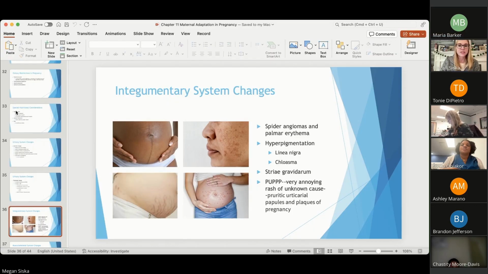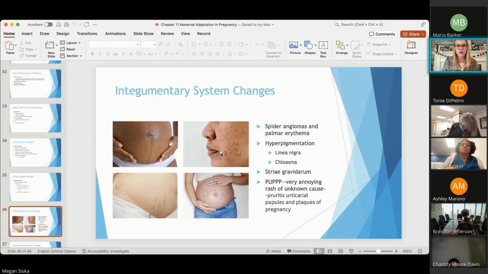Okay, so the skin, we have lots of skin changes in pregnancy. I talked a little bit about those spider veins or a red rash on your palms. We can also have issues with hyperpigmentation. So things like this linea nigra, which is that dark line from the belly button down to the pubic area. Not everyone gets that. Normally it's those with darker skin that get that linea nigra, and it does go away after pregnancy for most people, not always, but for most people, or it lightens up quite a bit.